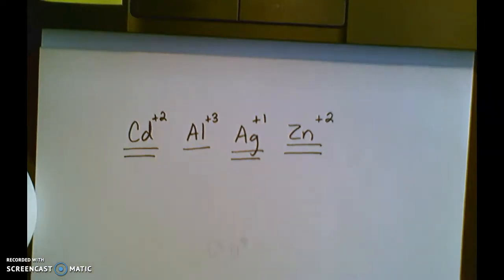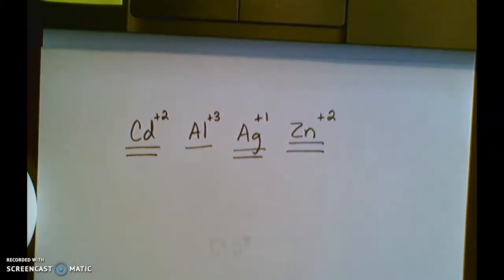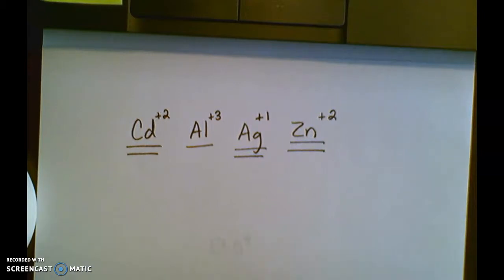So that's what you need to know about writing formulas for ionic compounds when you're using those transition metals. Hope this was helpful.